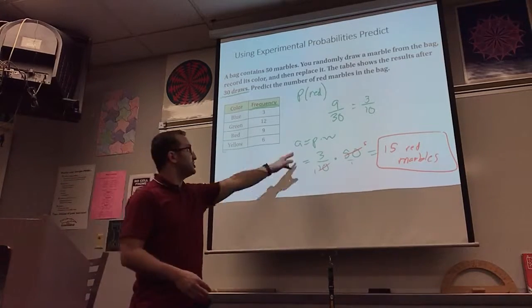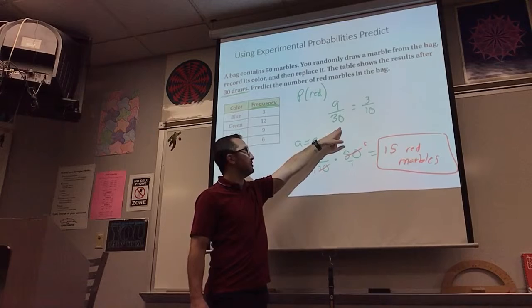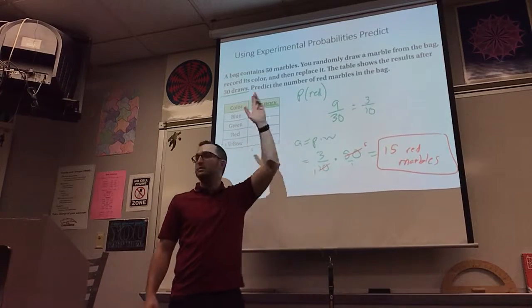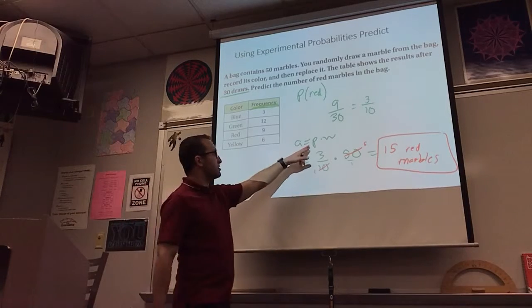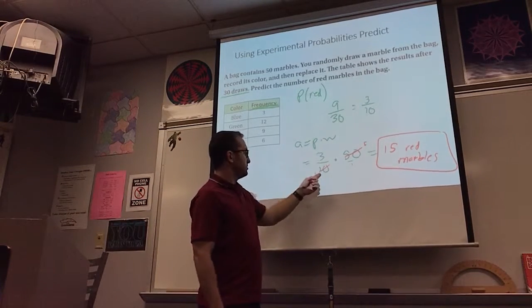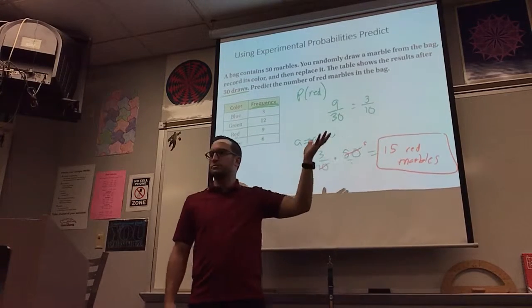Experimental probability is the number of successes over the number of trials. There were 30 trials, 9 of them were red. Then we use our equation. Probability times the number of things we're looking for.